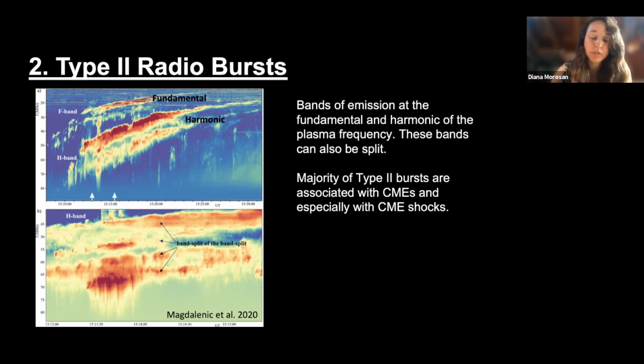The majority of type 2 bursts are associated with CMEs, and especially CME shocks, but there are a few rare cases where type 2s can occur in the absence of CMEs. So maybe related to mass plasma flows in failed eruptions or something like that. So if you see a type 2, it's very likely that there's a CME ongoing, but it may not always be the case.